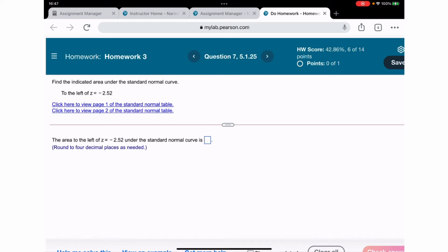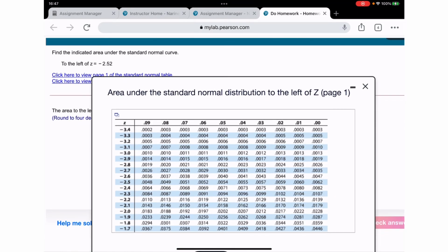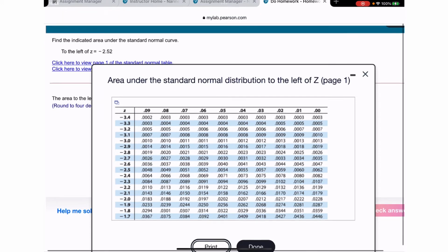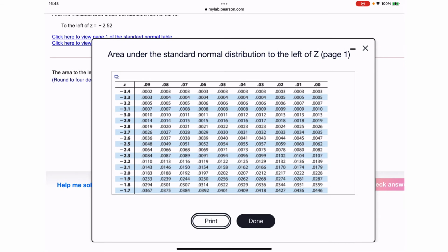So here we have negative 2.52. Again, negative. So I'm looking 52. Where is my 2 horizontally? This is the last second decimal. 0.02, it's a third column from the back, right? 0.00, 0.01, 0.02. And vertically I have to find negative 2.5. So here it is, negative 2.5.